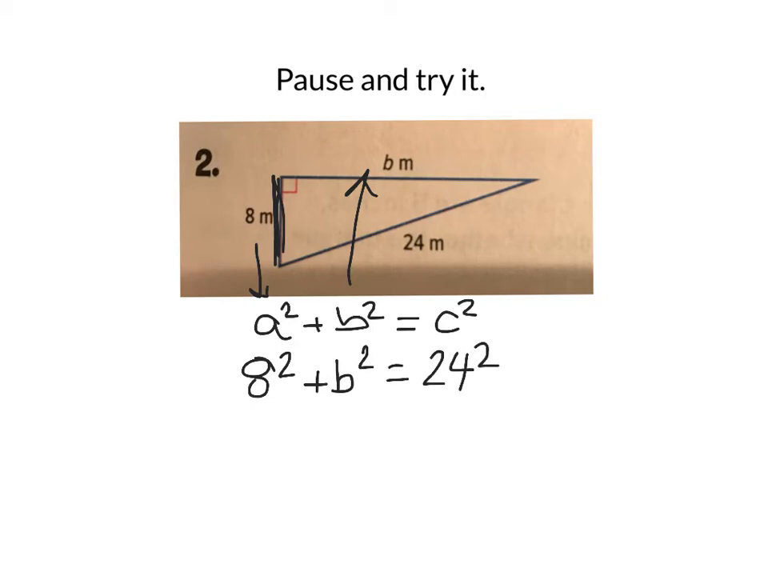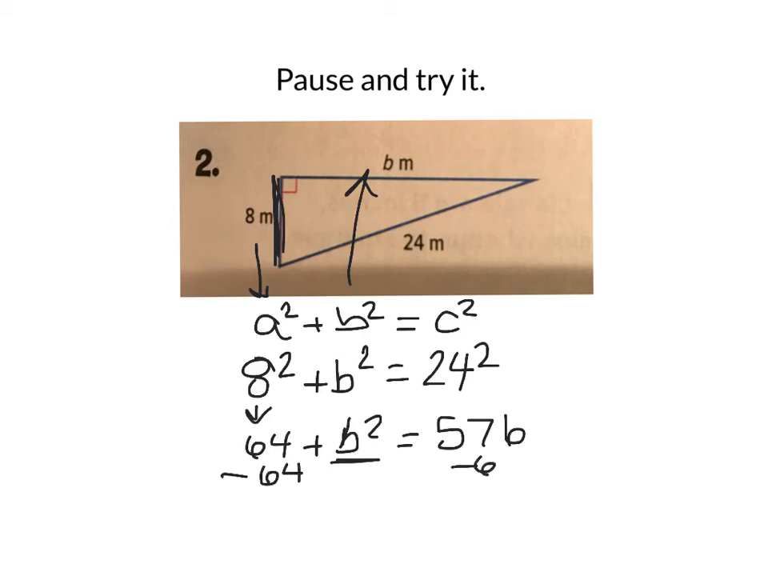Now I'm going to simplify here. I'm going to deal with my exponents first. 64 plus b squared equals 24 squared, which is 576. All right. Now, like my two-step equation solving, I've got to get b by itself. So I'm going to subtract 64 from this side and 64 from this side, and I'm left with b squared equals 512.